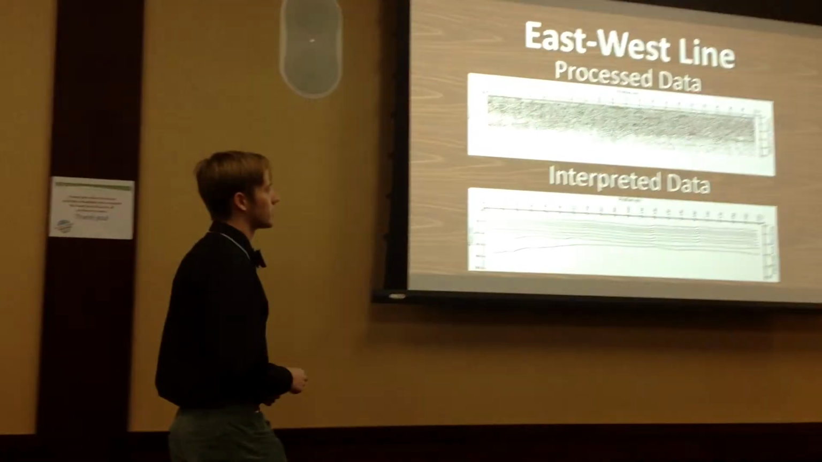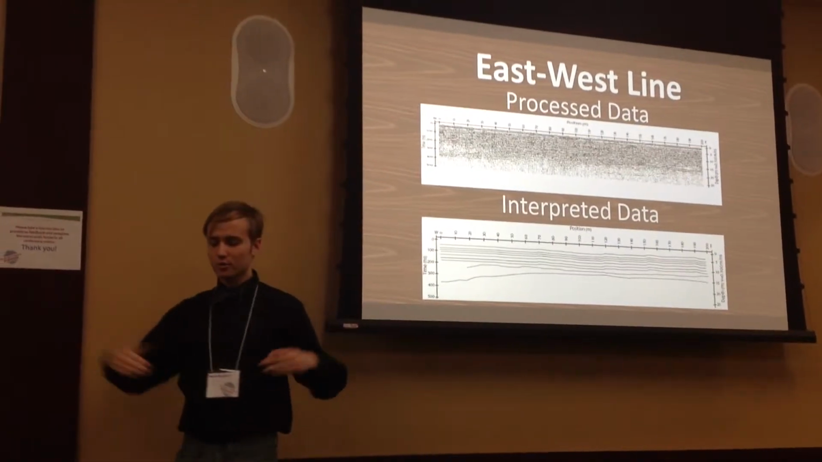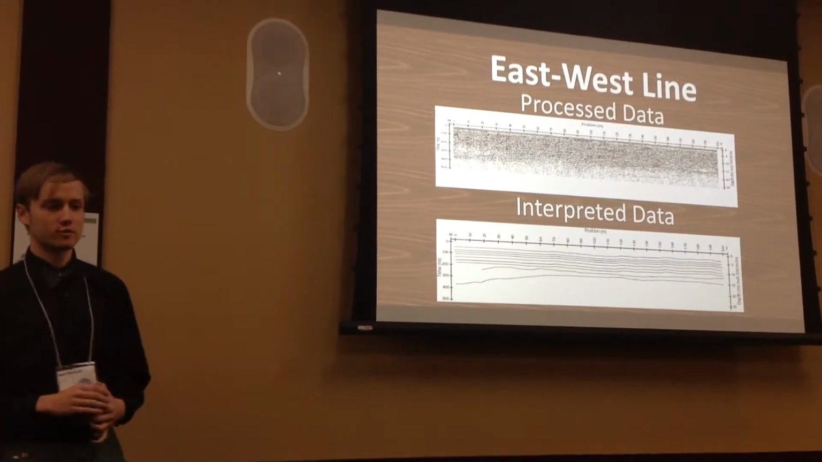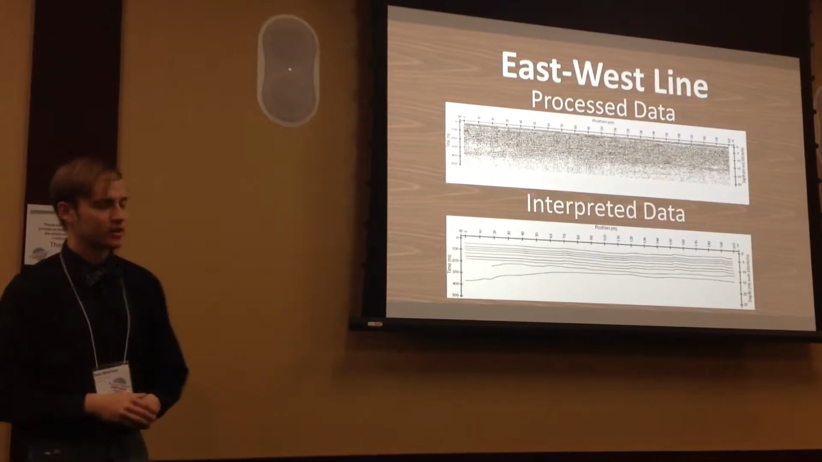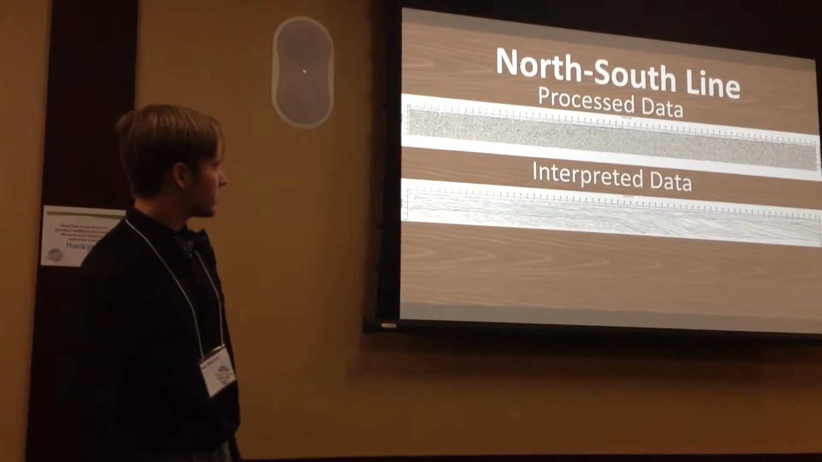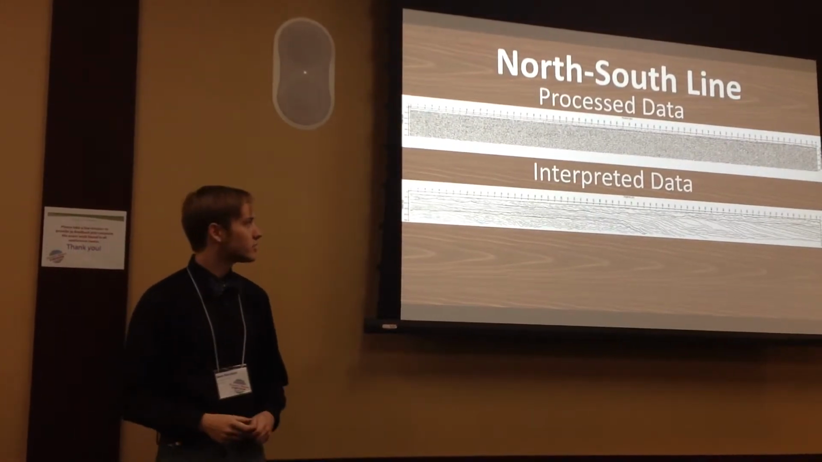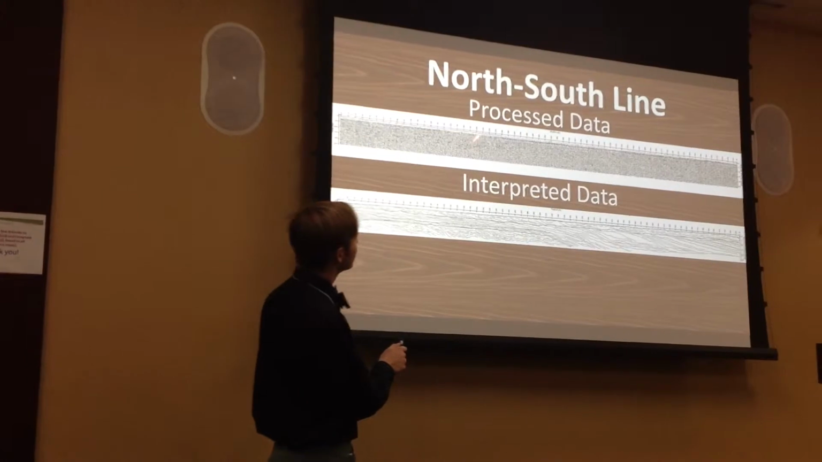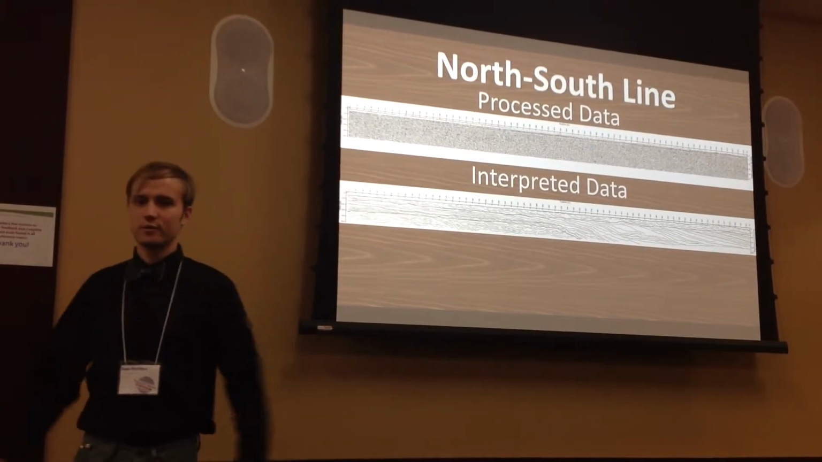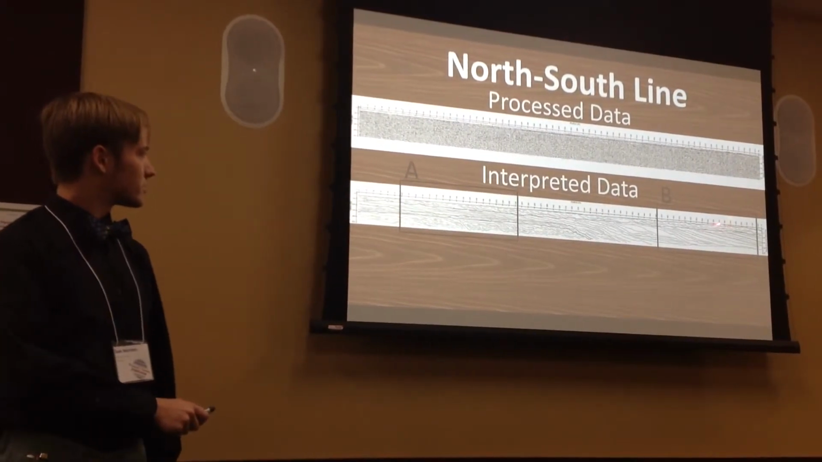The data, when it comes out, looks like this. This is the east-west line we took, so it's parallel to the shoreline, and it consists primarily of horizontal lines. The really cool part of this data is the north-south line, the line we shot clear across the entire tombolo. This top one here is the processed data, and this bottom one is interpreted. Of course, you guys can't really see that, so I'm going to talk about these two sections.